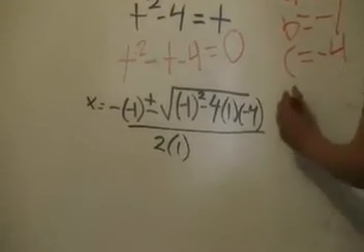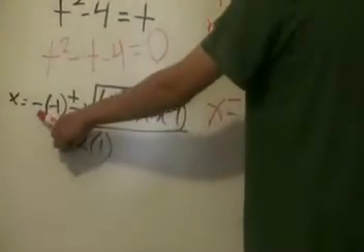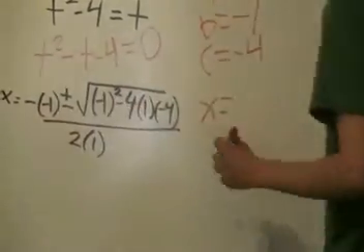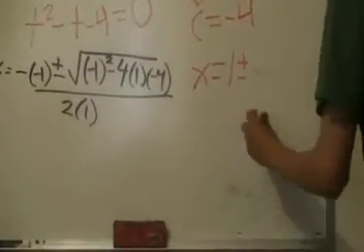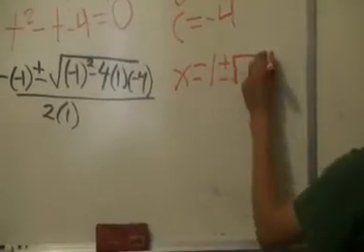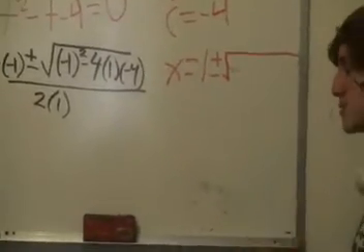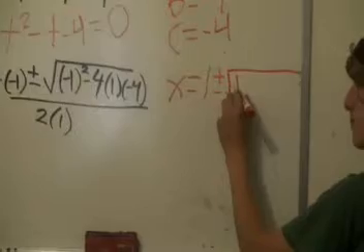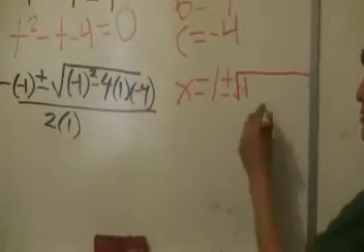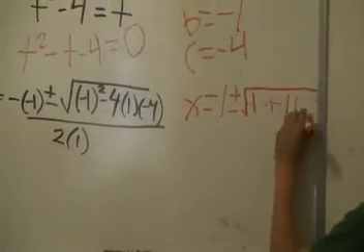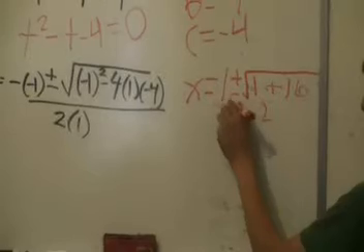Then you simplify it. So negative times a negative is a positive, so x is equal to 1 plus or minus the square root of negative 1 squared, which is negative 1 times negative 1, which is equal to 1. And negative 4 times 1 is negative 4. Negative 4 times negative 4 is 16. And 2 times 1 is equal to 2.